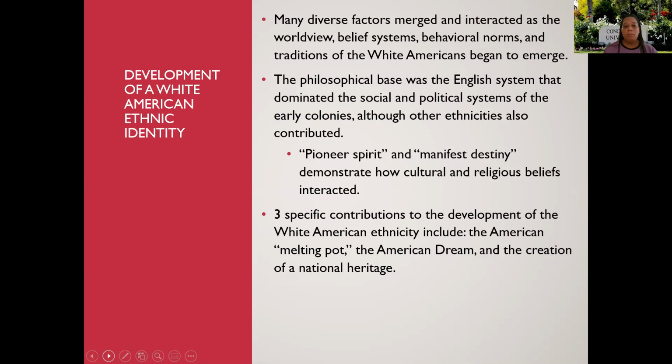The philosophical base was the English system that dominated the social and political systems, and their ethnicity also contributed. The pioneer spirit and manifest destiny demonstrated how cultural and religious beliefs interacted. And there were 3 specific contributions to the development of the white American ethnicity, which included the American melting pot, the American dream, and the creation of national heritage.